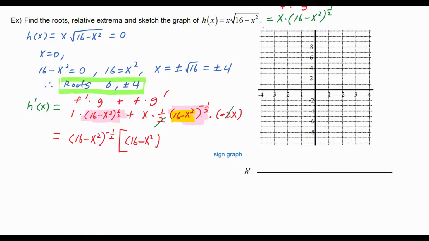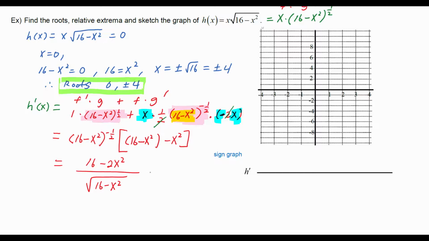This negative power of 16 minus x squared is all out. And what's left is this x and this negative x. So you multiply those two, I get negative x squared. So that when you clean this up, I get 16 minus 2x squared on the numerator. And this guy will go to the denominator and become positive power. But since 1/2 power is square root, I'm going to put it back inside of radical. And I found my derivative.